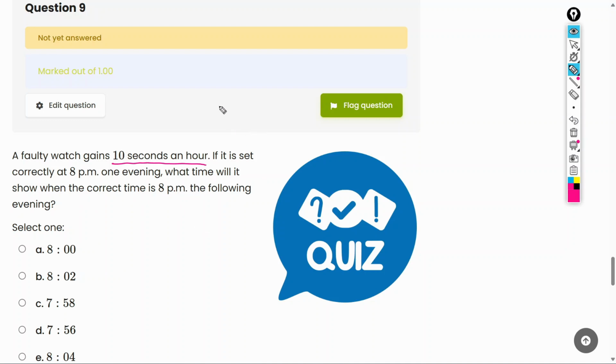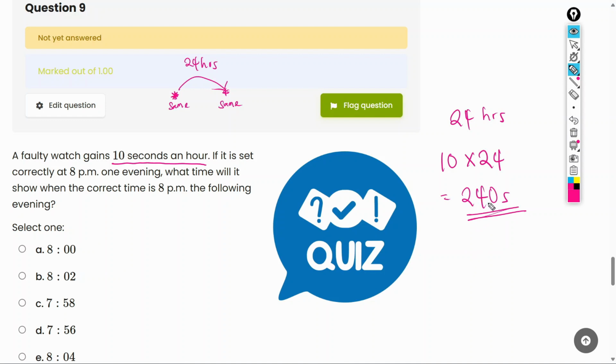One key thing to note with time is that the same time on the same day to the same time on the next day is 24 hours. It takes 24 hours. So it means that this has been on for 24 hours. And if it gains 10 seconds every hour, it means it has gained a total of 10 times 24 seconds, which is 240 seconds. So if it has gained 240 seconds, let us figure out what this is in minutes.